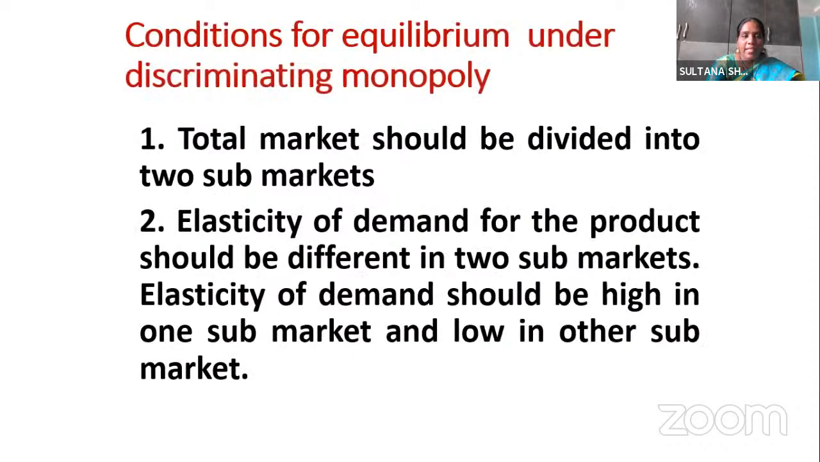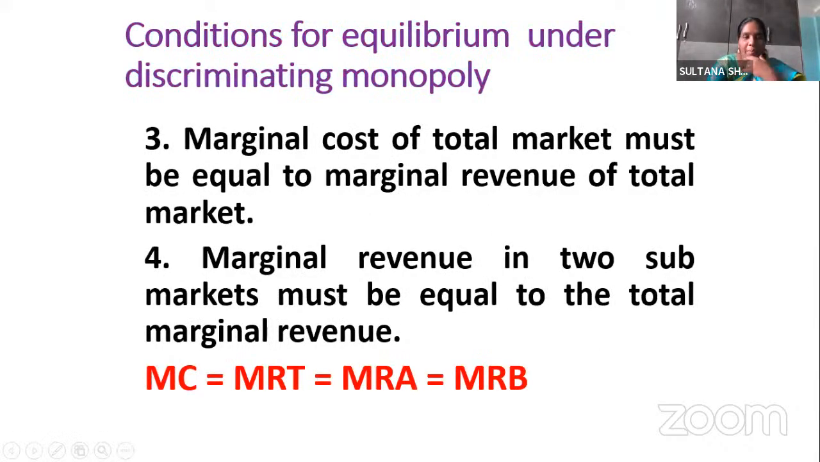Now, let us see the conditions for equilibrium under discriminating monopoly. Two conditions should be satisfied. One is that the total market should be divided into two submarkets. And the second one is that the elasticity of demand for the product should be different in the two submarkets. Here, the elasticity of price also should be different. Elasticity of demand should be high in one submarket. I will explain this with the help of a graph.